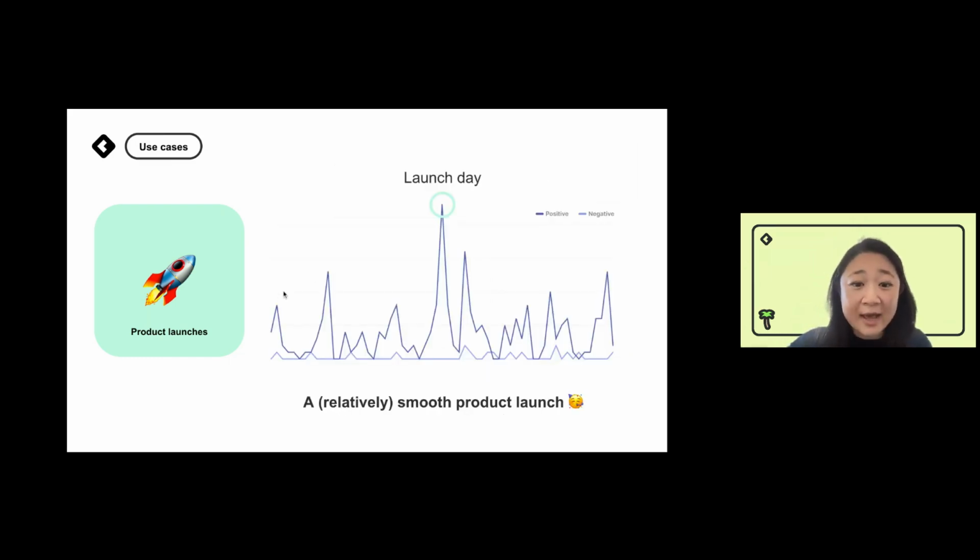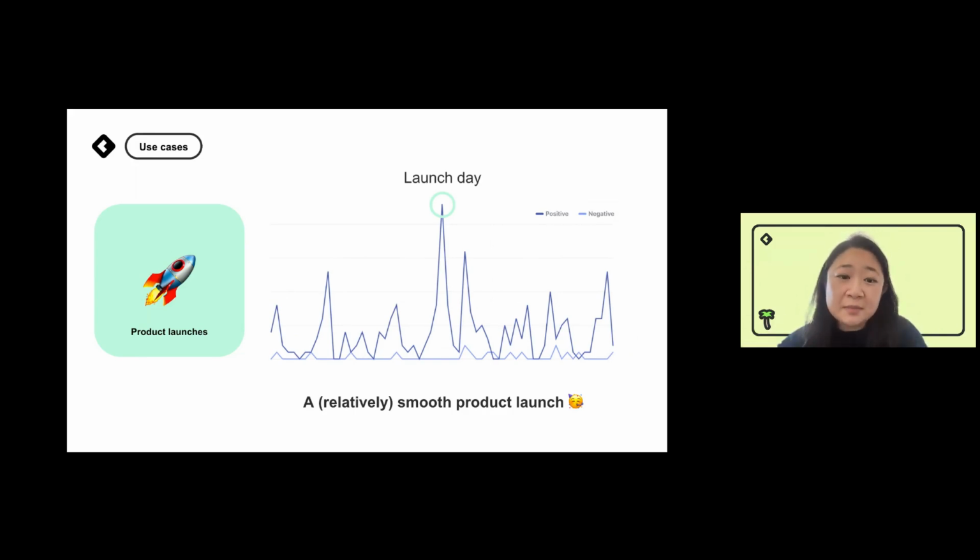And so at Common Room, we provide automatic sentiment tracking on your user communities so you can get a sense of how your users are feeling in real time. And so what you're seeing here is an anonymized version of Common Room's sentiment over time chart. So we track the volume of positive and negative sentiment in the conversations taking place in your user community.